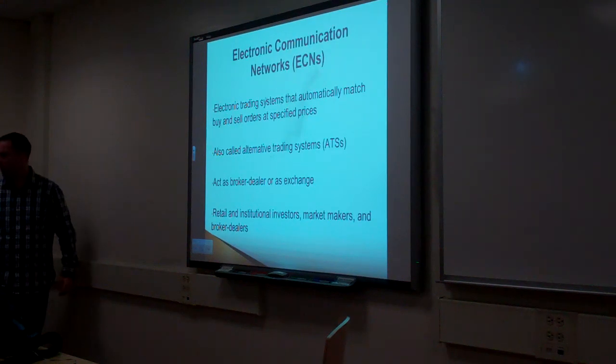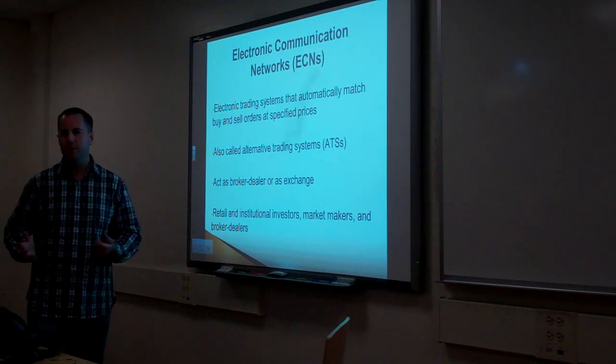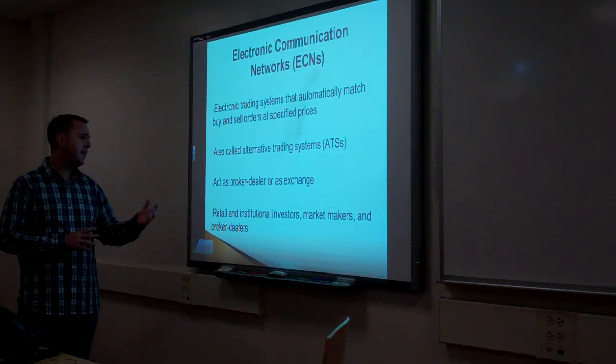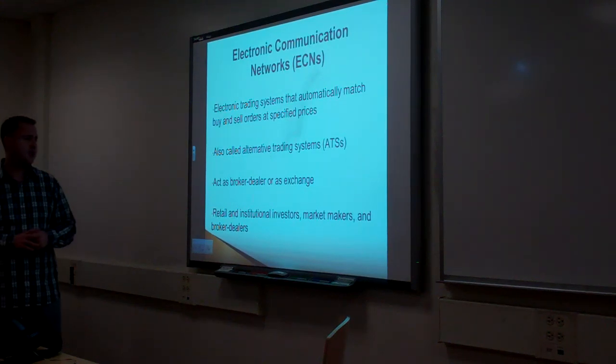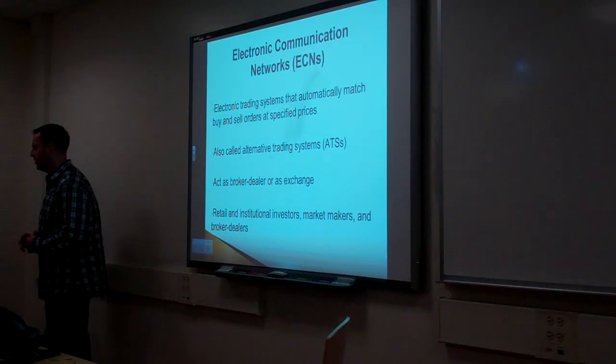Okay. Electronic Communications Networks, ECNs. You should know a little bit about this for a quiz. They're electronic trading systems that automatically match buy and sell orders at specified prices. So this makes sense, right? All this stuff about buying and selling, we don't need people yelling back and forth on the trading floor, although it seems like a fun and interesting job. Computers can do a lot of this stuff for us, okay? They're also called alternative trading systems. They act as a broker-dealer or as an exchange, and retail and institutional investors, market makers, and broker-dealers all use electronic communication networks.